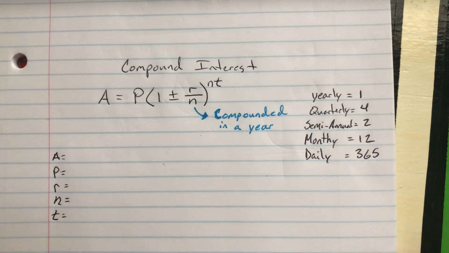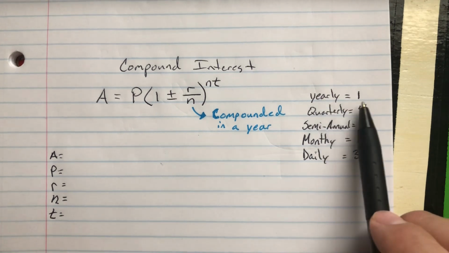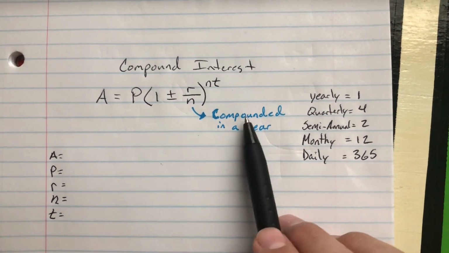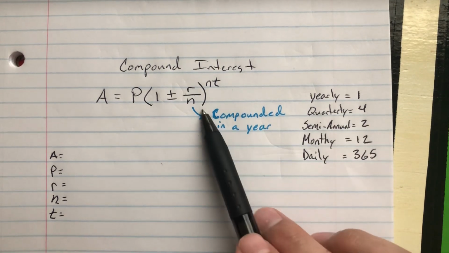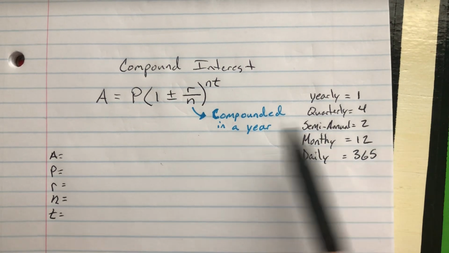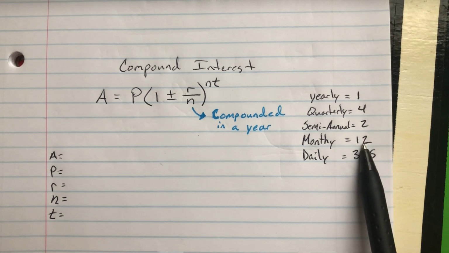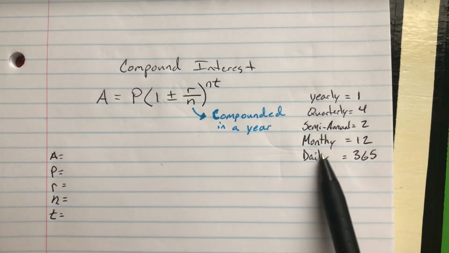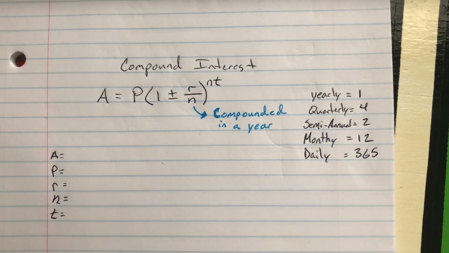So these problems are going to say, hey, it's compounded yearly, well, then that would just mean 1. If it's compounded quarterly, that means 4 times a year. If it's compounded semi-annually, that means 2 times a year. If it's compounded monthly, that means 12 times a year. If it says compounded daily, then it is 365. Sometimes they might just say it's compounded 5 times within that year. Well, N would be 5.